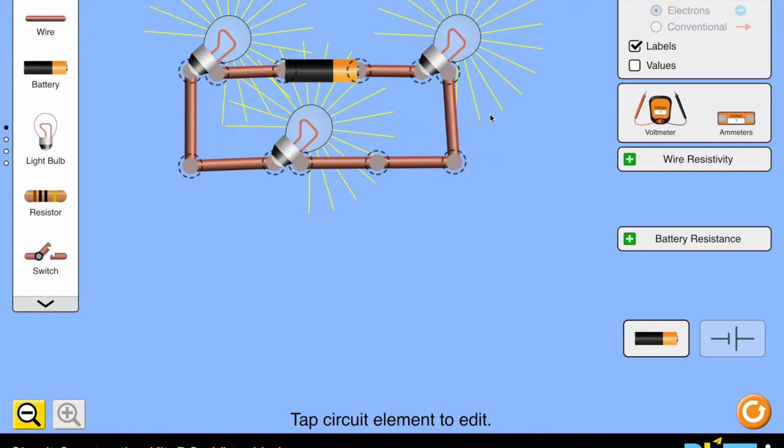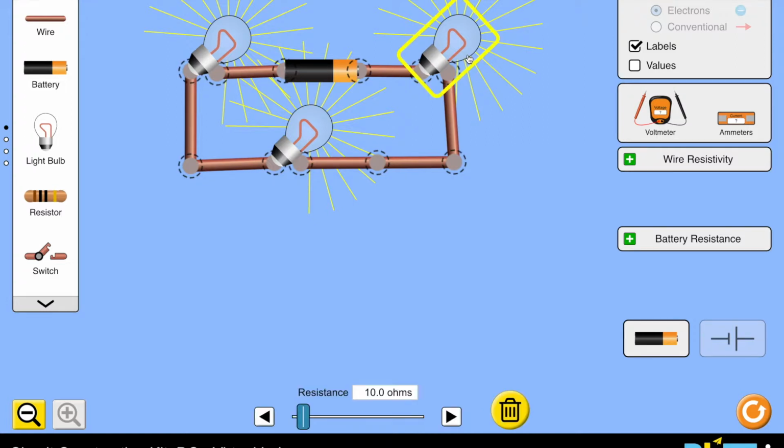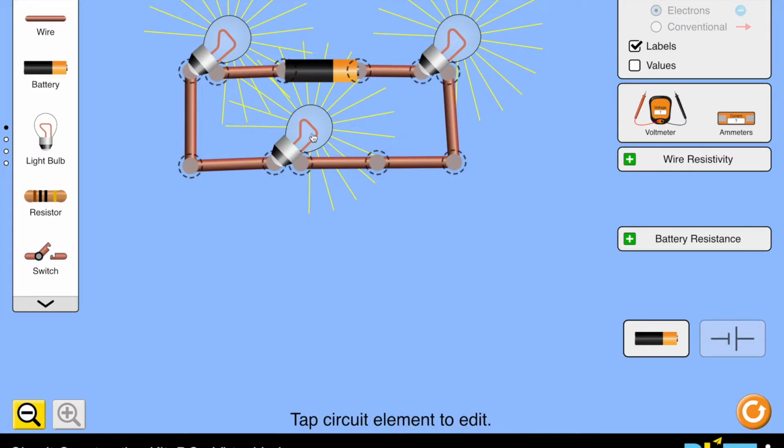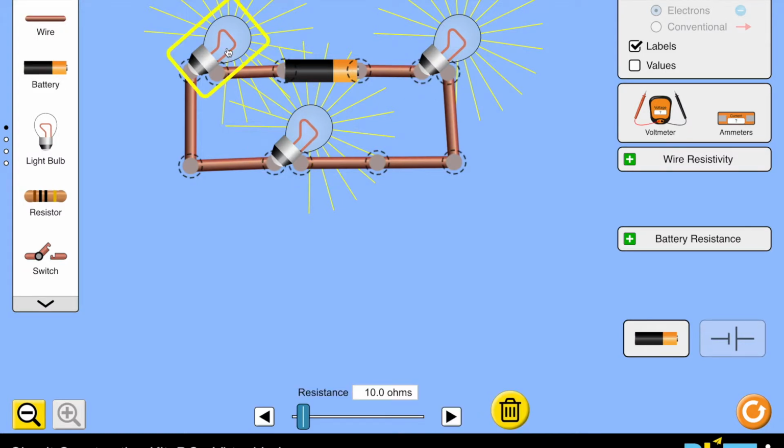Finally, let's calculate total resistance. If I bring up these light bulbs here, you see that they each have a resistance of 10 ohms. That means I just add 10 ohms 3 times, which is 30 ohms. There we go. The total resistance of this circuit is 30 ohms. But what about parallel circuits?